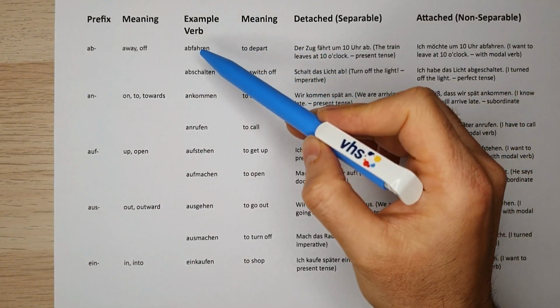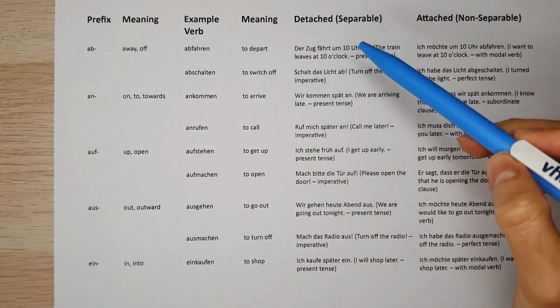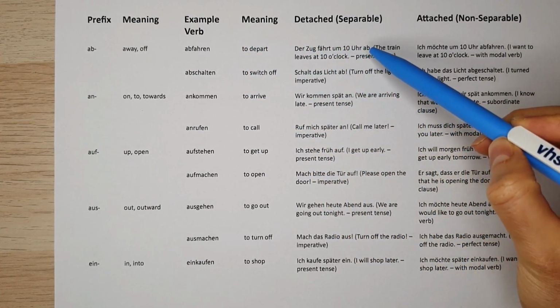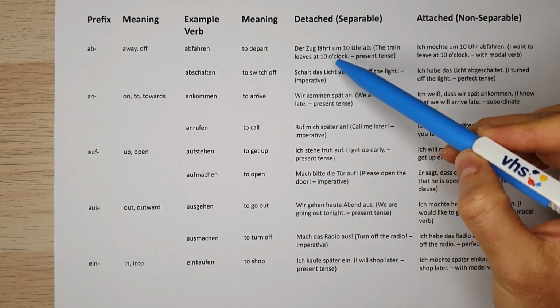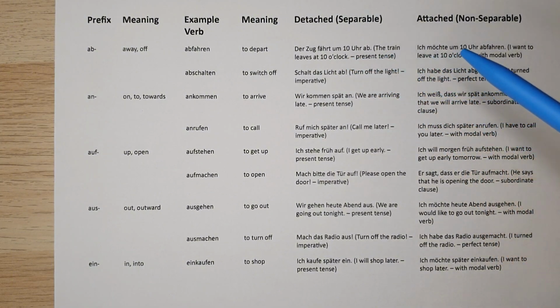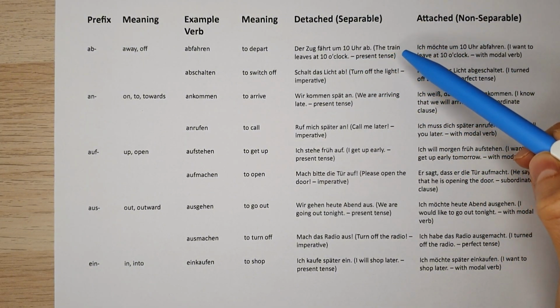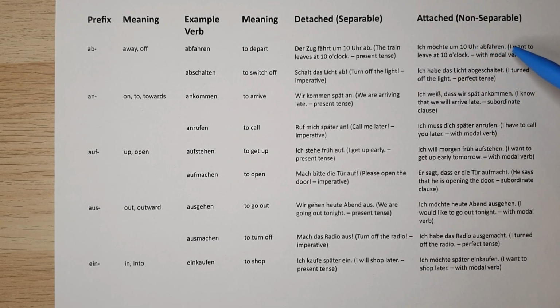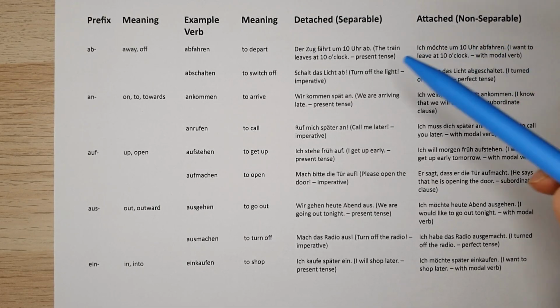For instance, abfahren, to depart. This in present tense will separate. Der Zug fährt 10 Uhr ab. The train leaves at 10 o'clock. This is a present tense sentence. Now in modal verb case, ich möchte 10 Uhr abfahren. I want to leave at 10 o'clock. This is with modal verb. Now, möchten is a modal verb. Every time a modal verb is used in a sentence, the trennbare verb will stay in its original form.